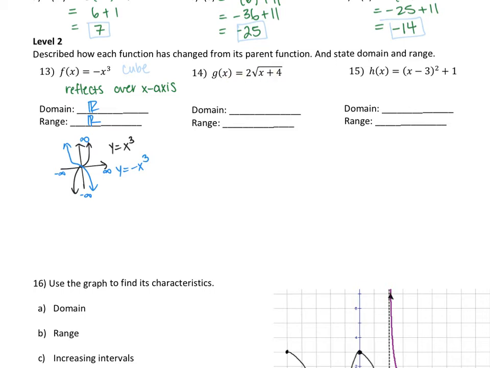Now for this one here, we have a square root. So if we have a square root, the graph you might remember typically looks like a shooting star, but I'll just draw it out for you guys.